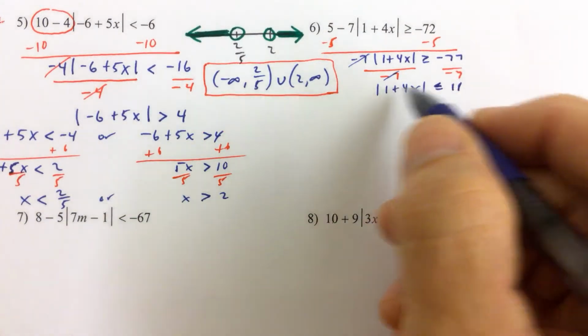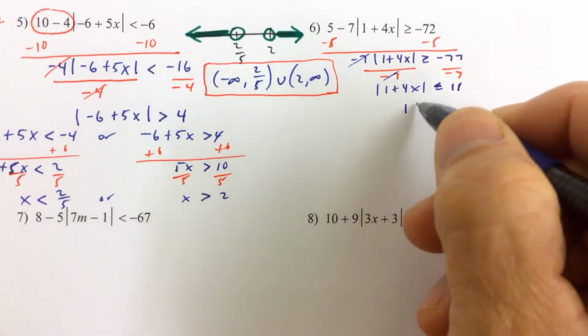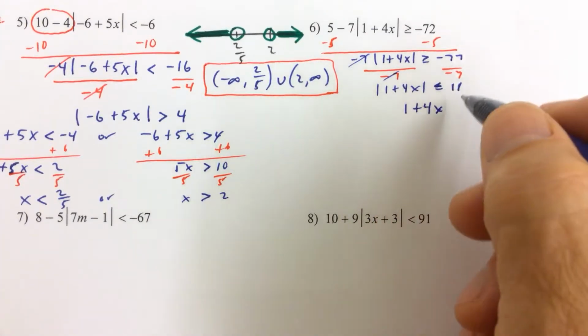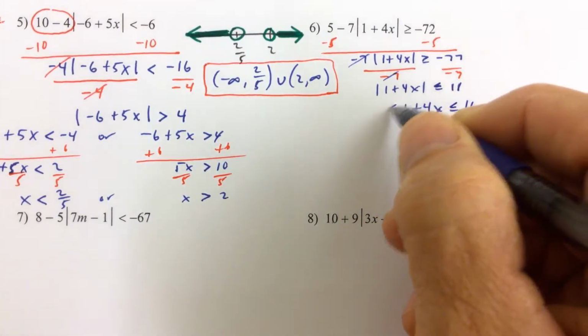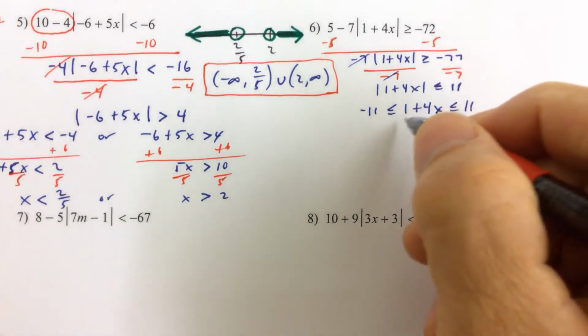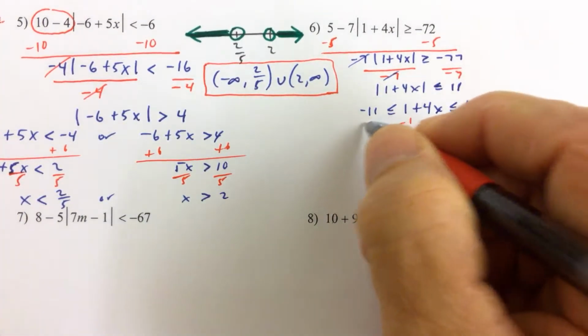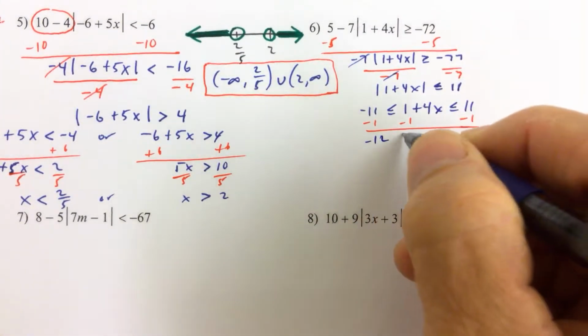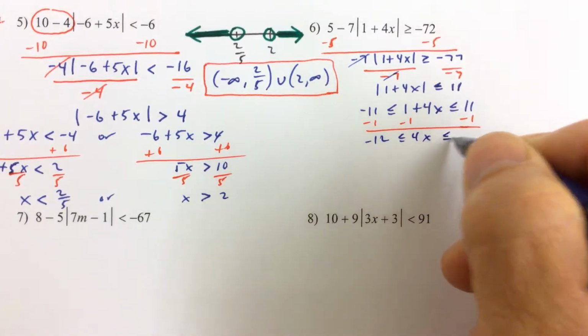So now we have a compound inequality, in which we can rewrite. In other words, we're going to sandwich the 1 plus 4x, sandwich the stuff between 11 and negative 11. So therefore, we're going to get x by itself by subtracting 1 from all three parts. And doing that, we get negative 12 less than or equal to 4x, which is less than or equal to 10.